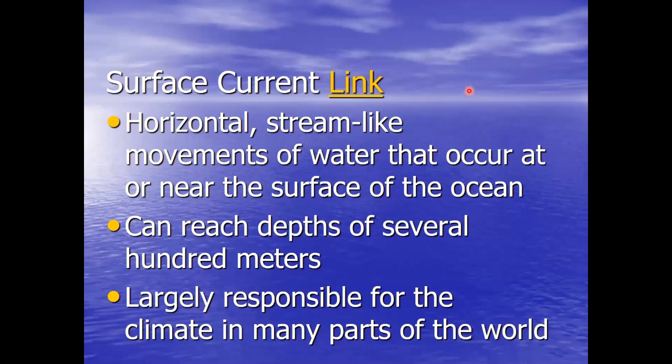So a surface current is the horizontal stream-like movement of water that occurs at or near the ocean's surface. This can reach depths of several hundred meters because that's still considered the top of the ocean. And this is largely responsible for the climate in many parts of the world. So for the second part of number 2, why are surface currents important? They're important because they affect the climate, largely responsible for the climate in parts of the world.